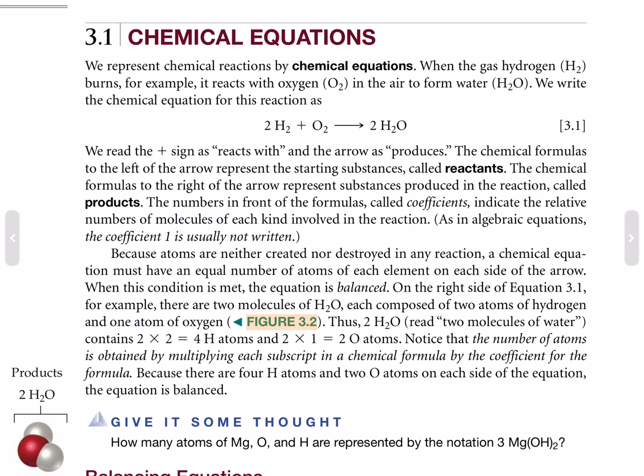Because atoms are neither created nor destroyed in any reaction, a chemical equation must have an equal number of atoms of each element on each side of the arrow. When this condition is met, the equation is balanced.